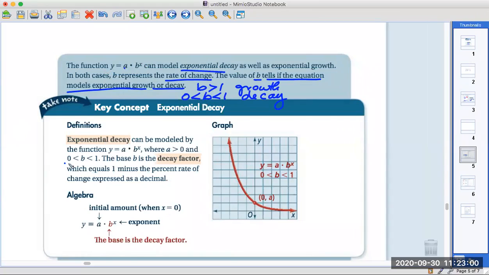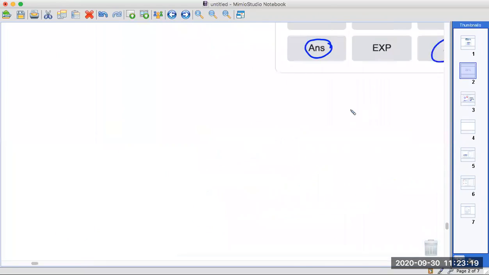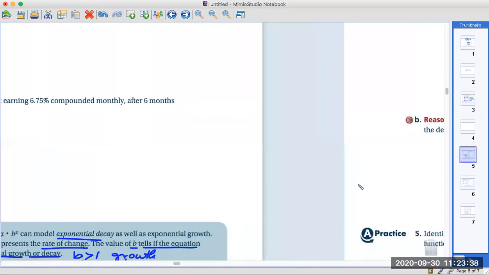It's restating that, exactly like that. The base B is the decay factor, which equals 1 minus the percent rate of change, expressed as a decimal. Just like I showed you on the previous page in the little margin. There, decay, 1 minus the percent. That's the only difference. Growth, 1 plus the percent. Decay, 1 minus.